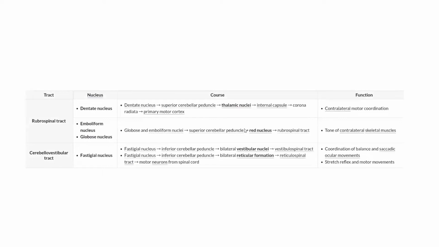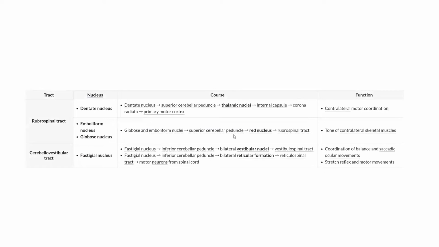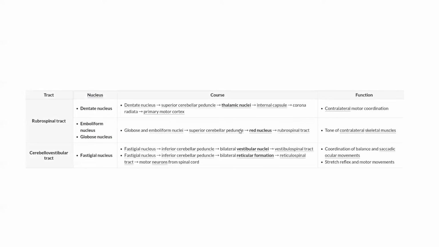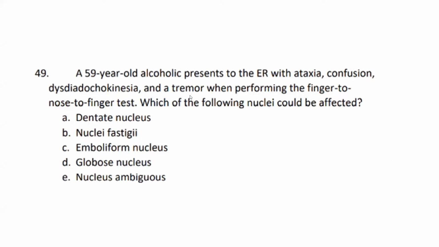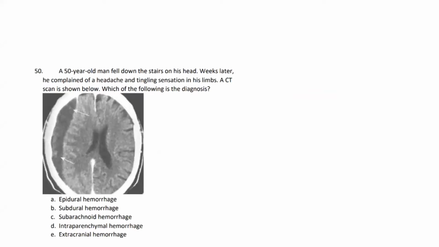And so loss of balance would result in ataxia, as well as you get loss of saccadic ocular movements, and loss of finger to nose to finger test and dysdiadochokinesia, and so on. Right? Does that make sense? Hopefully.